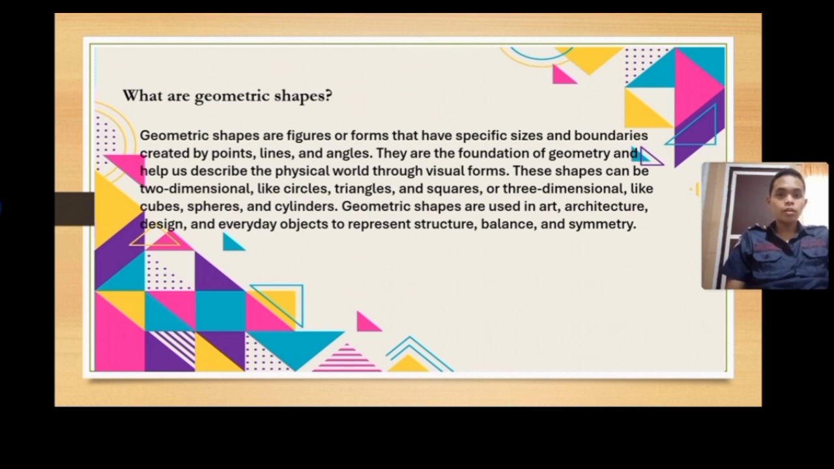So, what are geometric shapes? Geometric shapes are figures or forms that have specific size and boundaries, created by points, lengths, and angles. They are the foundation of geometry and help us to describe the physical world through visual forms. These shapes can be two-dimensional like circles, triangles, and squares, or three-dimensional like cubes and cylinders. Geometric shapes are used in art, architecture, design, and everyday objects to represent structure, balance, and symmetry.